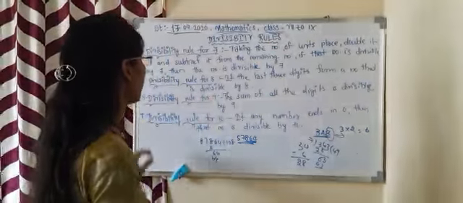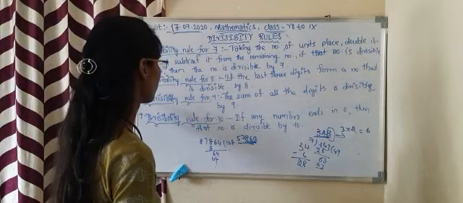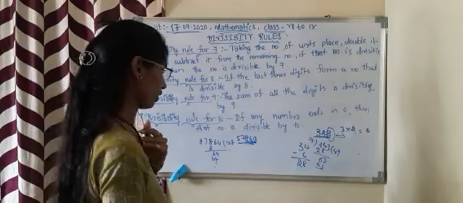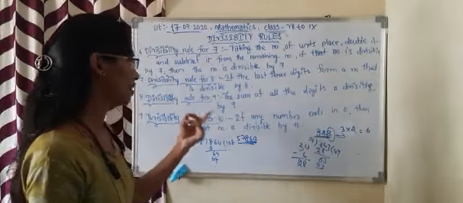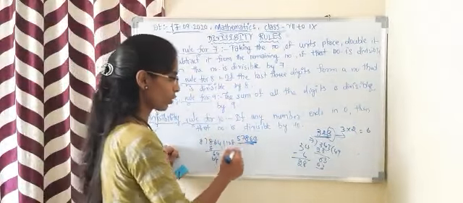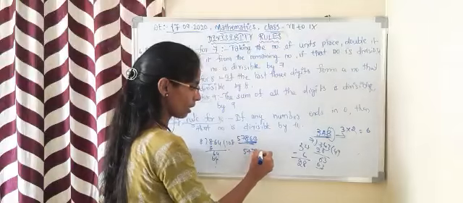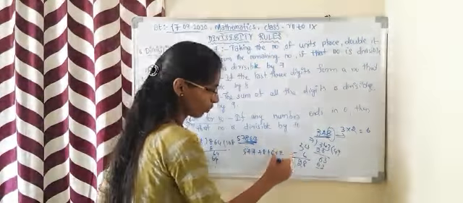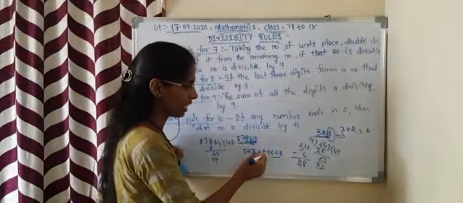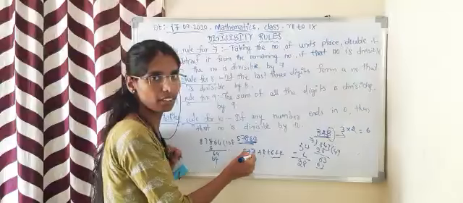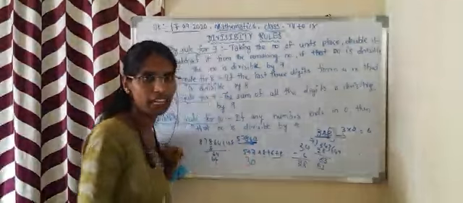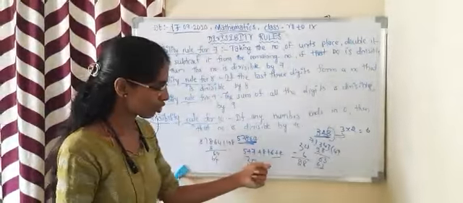Now, the divisibility rule for 9. If the sum of all the digits is divisible by 9, then the number is divisible by 9. For example, let us assume the same number: 5 plus 7 plus 8 plus 6 plus 4. 10 plus 8 is 18, 18 plus 7 is 25, 25 plus 5 is 30. Is 30 divisible by 9? No. Therefore, this number is not divisible by 9.